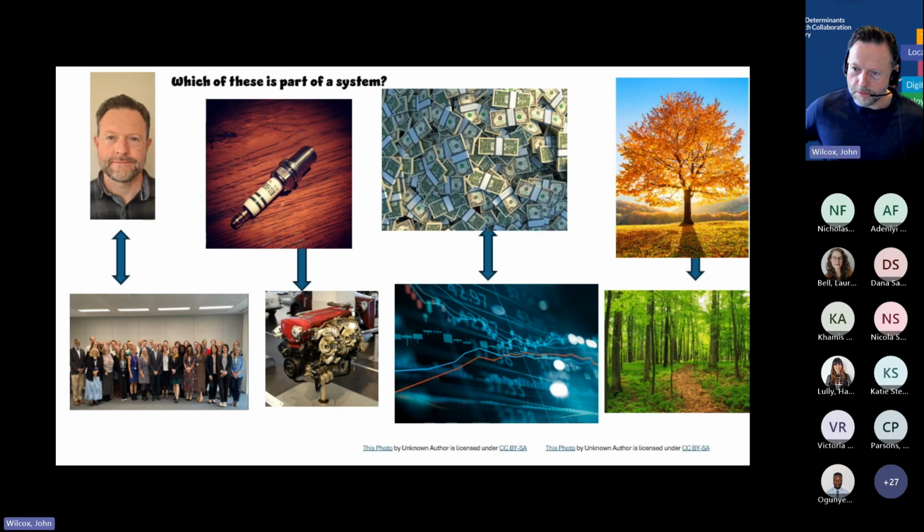The spark plug is part of an engine, a working system, a mechanical system. Money on its own, maybe not, but money is part of the economic system. The tree is in itself a biological system, and I should say that about myself too. Any living organism, you can think of the biological system that operates within it. But obviously, trees are part of an ecosystem, a natural ecosystem, which is part of a system.